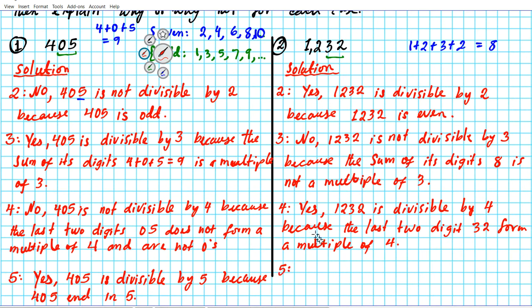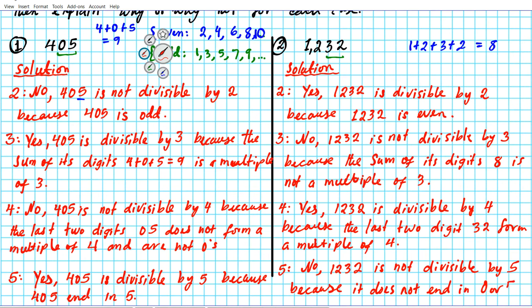Is 1232 divisible by 5? Absolutely not. No. Why not? 1232 is not divisible by 5 because it does not end in what? It does not end in 0 or 5. That's an automatic no-no. All right, so now it's your turn to do some practice problems.